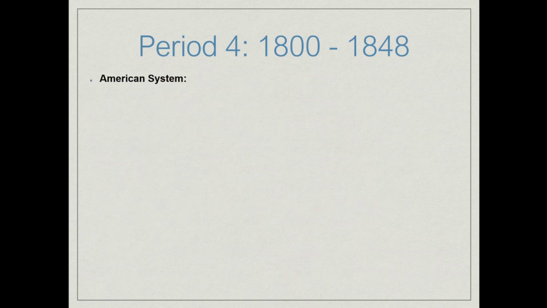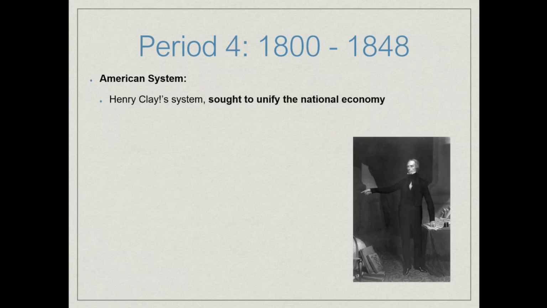One of the big economic systems proposed in this time was the American System by my boy Henry Clay. There he is, right here. He sought to unify the national economy. They wanted a national bank, a Second Bank of the United States. They wanted a protective tariff. The protective tariff would encourage people to buy from American businesses by making foreign goods more expensive. This was to help American industry. They also wanted internal improvements, like roads that will connect different states, to help the national economy.